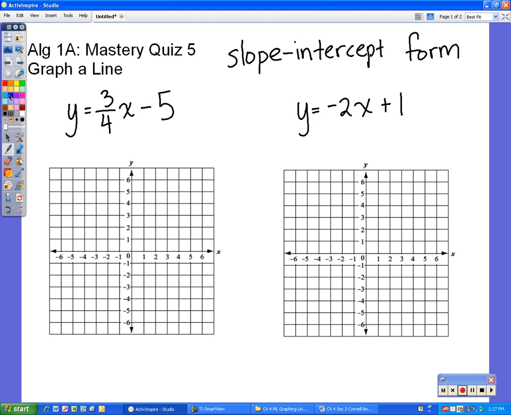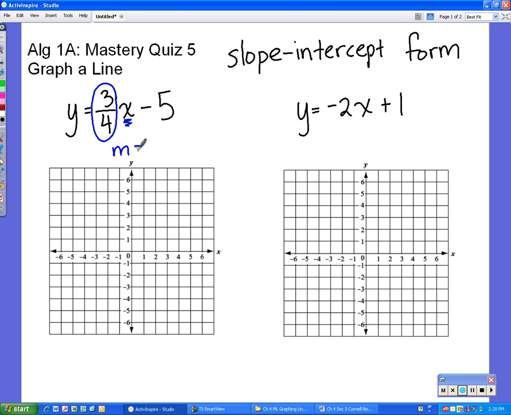So let's get started. The first equation is y equals 3 over 4x minus 5. Now the slope is always the number or fraction in front of the x. So here is x. 3 over 4 is in front of the x, so we know that 3 over 4 is the slope. Now we use the letter M for slope. Yes, it's a little weird. I don't know exactly why we do it, but we do.